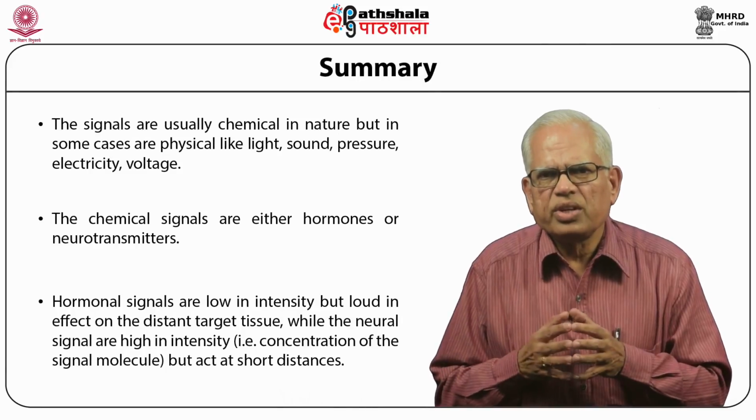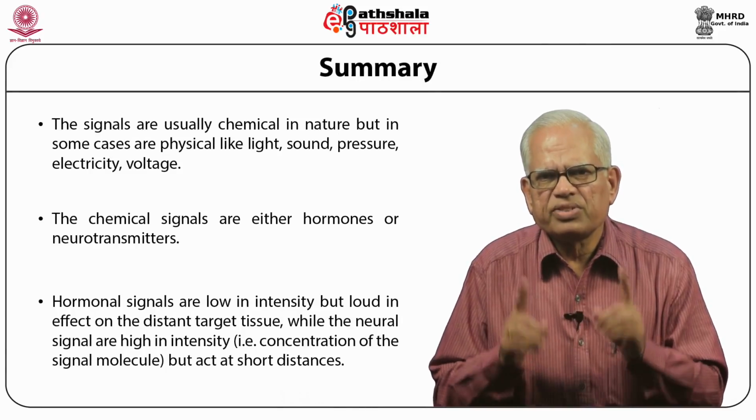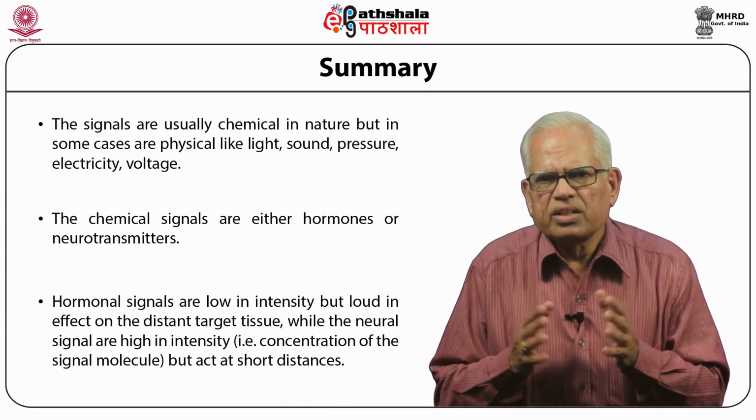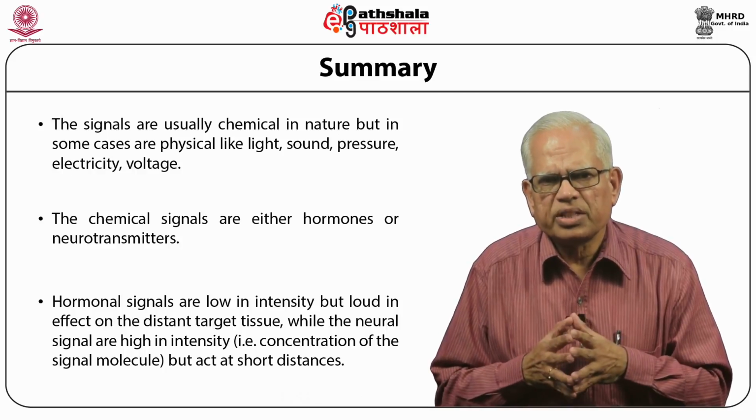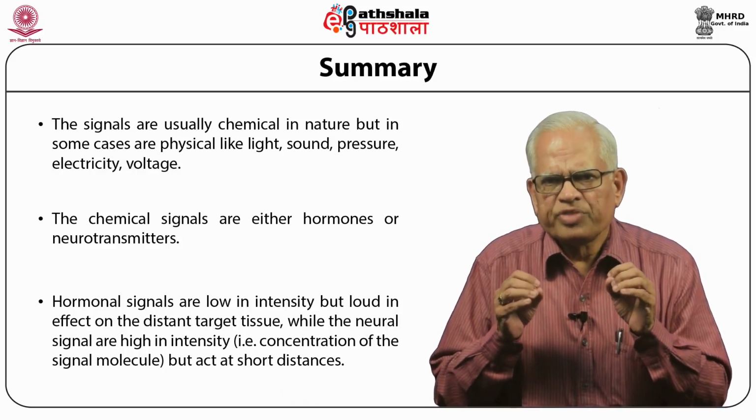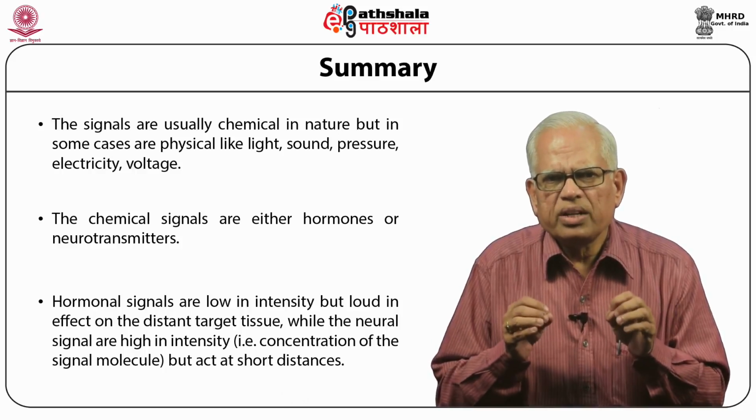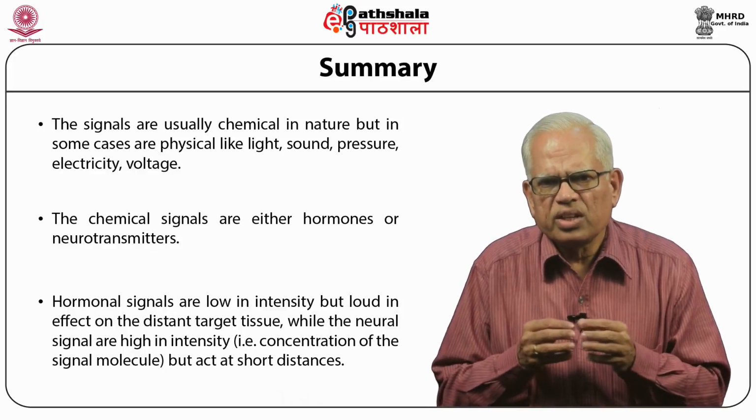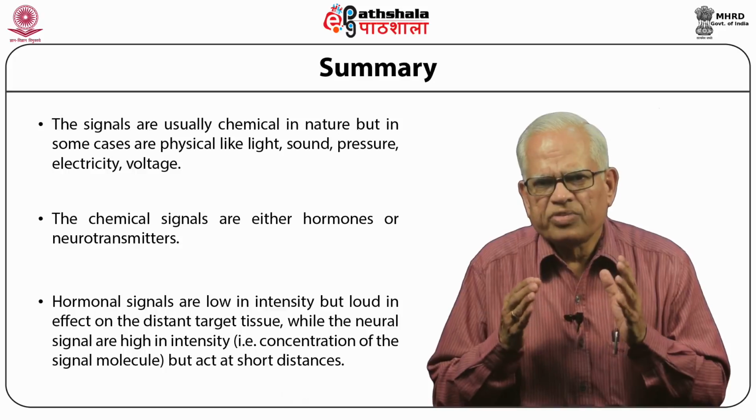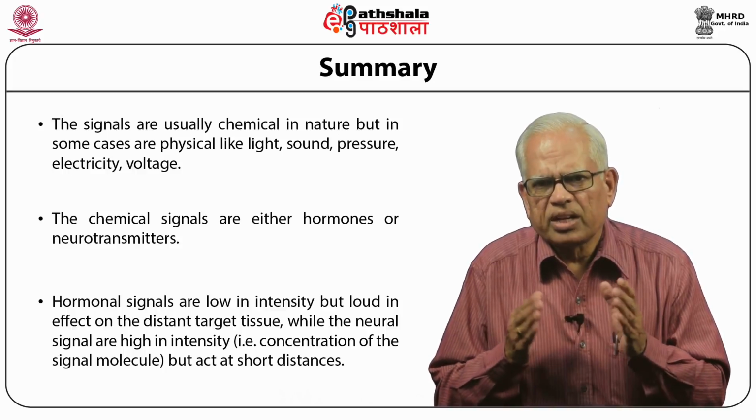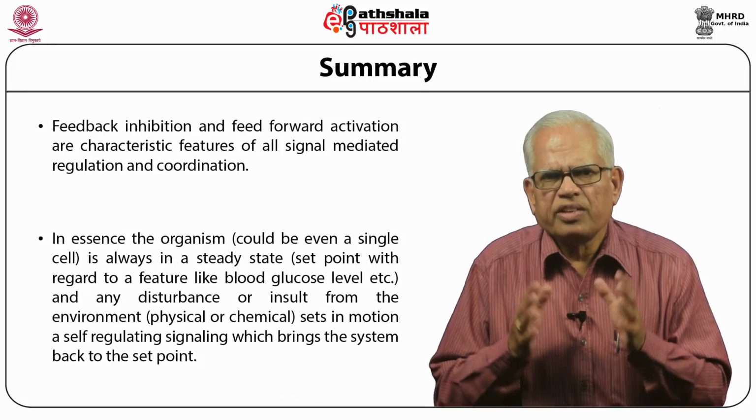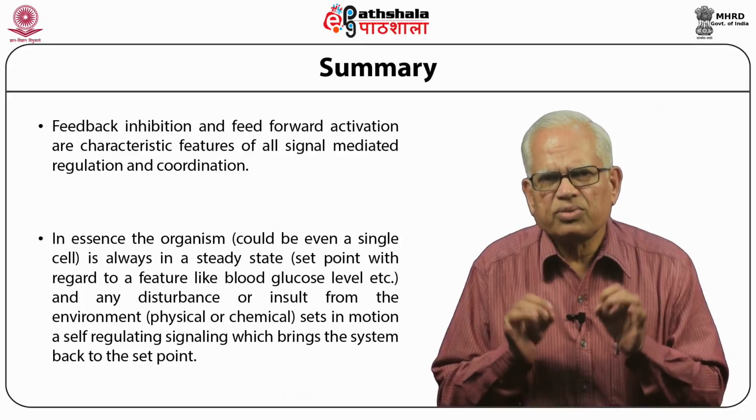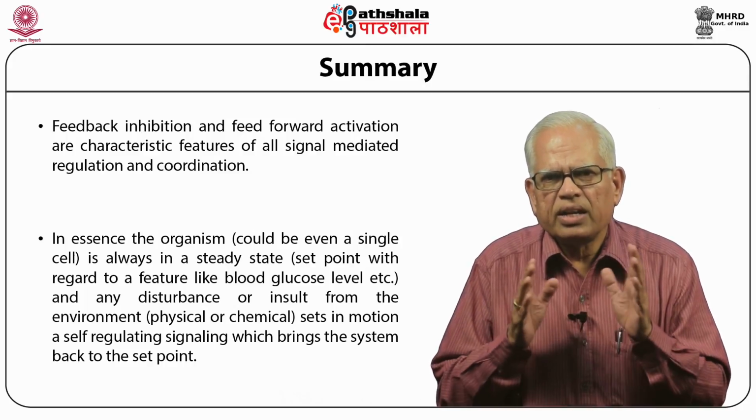The signals are usually chemical in nature, but in some cases are physical, like light, sound, pressure, electricity, voltage. The chemical signals are either hormones or neurotransmitters. Hormonal signals are low in intensity but loud in effect on the distant target tissue, while the neural signals are high in intensity, that is, concentration of the signal molecule, but act at short distances. Feedback inhibition and feed-forward activation are characteristic features of all signal-mediated regulation and coordination.